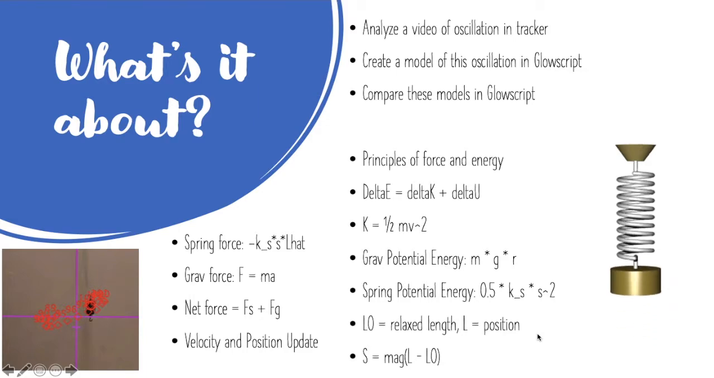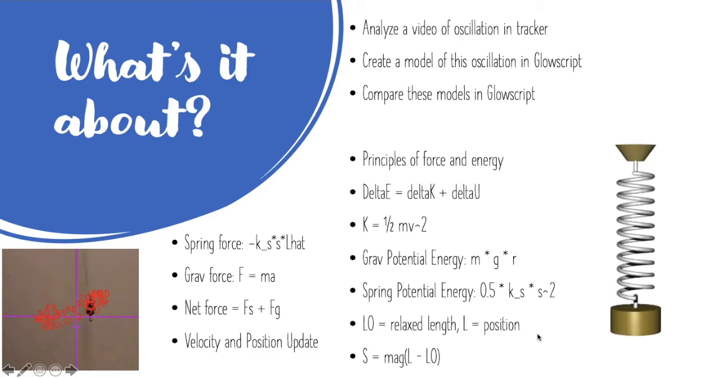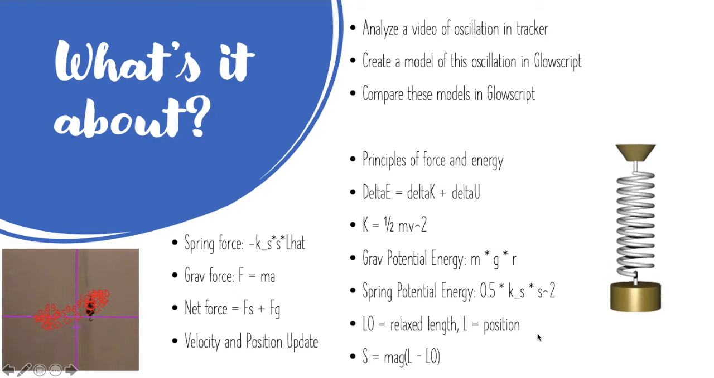So the energy that is involved is the idea that energy is equal to kinetic energy plus potential energy, where kinetic energy is 1/2 mv squared. And to be able to better understand the spring potential energy, we have to look at L naught as the relaxed length, L as the position of the spring, and S as the magnitude of L minus L naught. So then the forces that are involved are spring force and gravitational force, F equals ma, or mg in this case. Net force is spring force plus force of gravity.